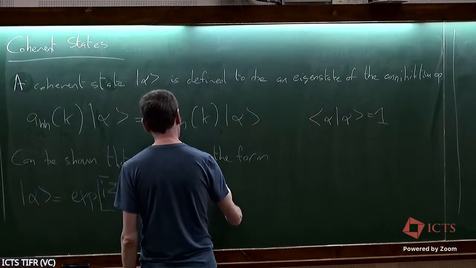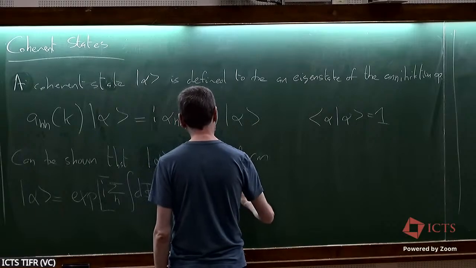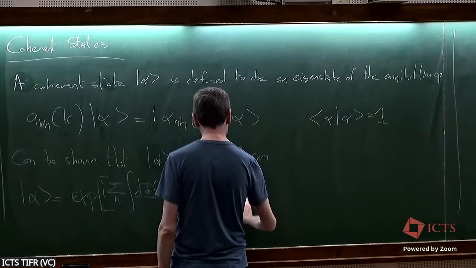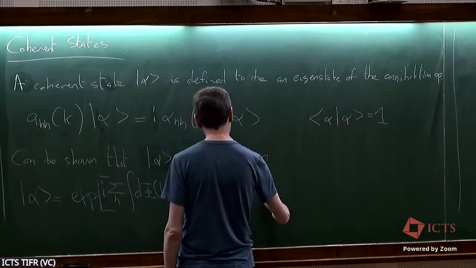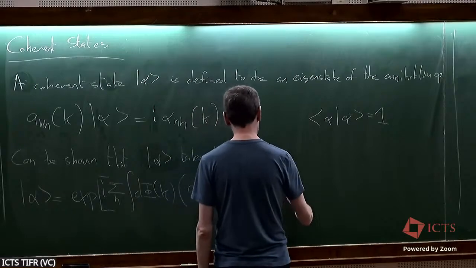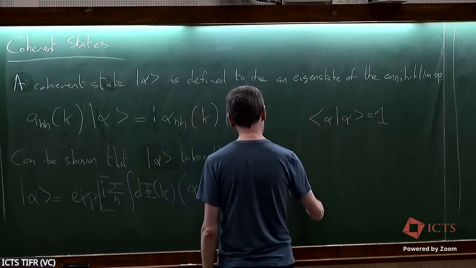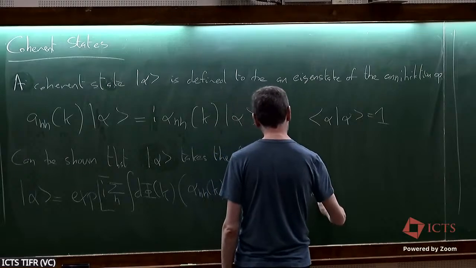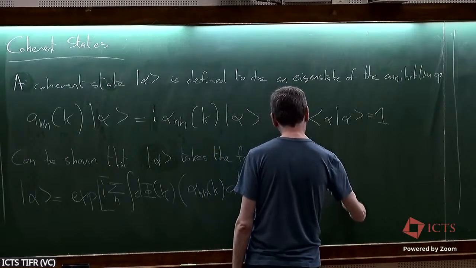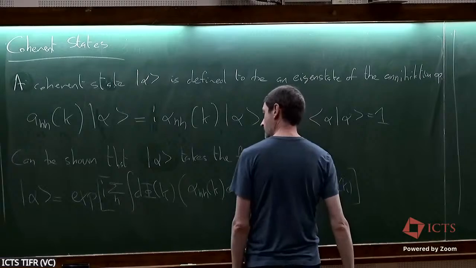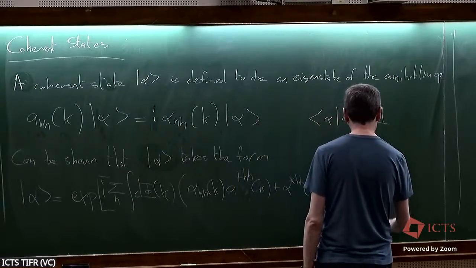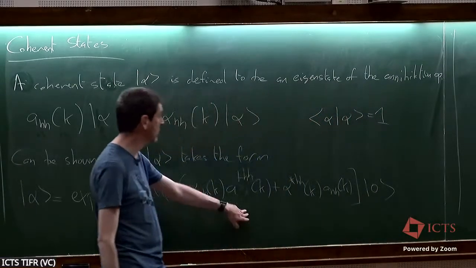So we have alpha_h, a dagger_h, plus complex conjugate, we write it alpha star, a_h. So coherent states always take this form. At least this is one way you can write them.